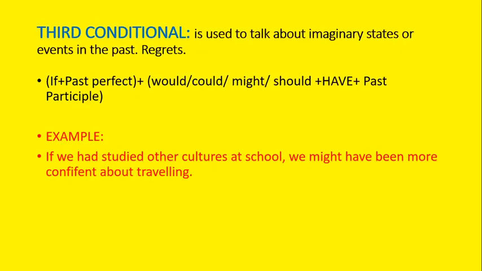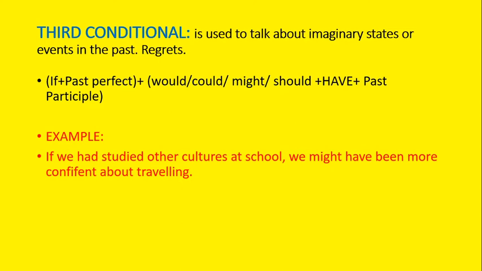Okay, let's move to the third conditional, which is used to talk about an imaginary state or event in the past. It is also used to talk about regrets. We can say that we refer to hypothetical situations in the past, things or events that never happened in the past. Well, which is the formulated structure?